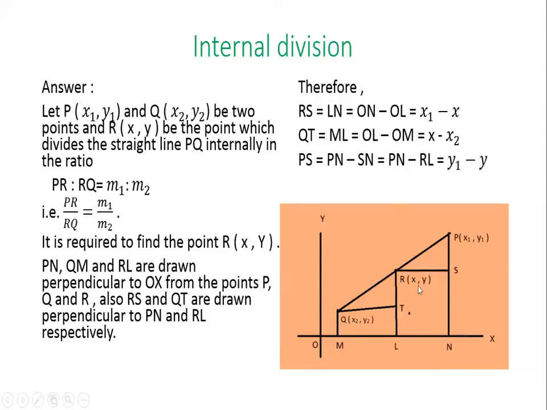Now, PS equal to PN minus SN. Here SN equal to RL. So finally we can write PS equal to y1 minus y. RT equal to RL minus TL, that means RL minus QM. Finally, we can write RT equal to y minus y2.